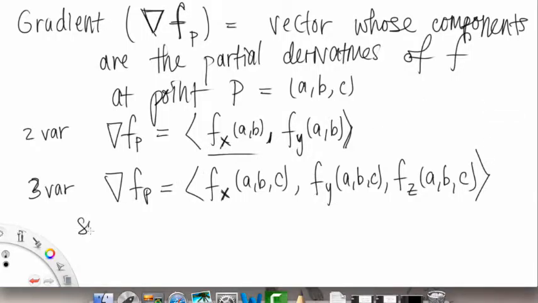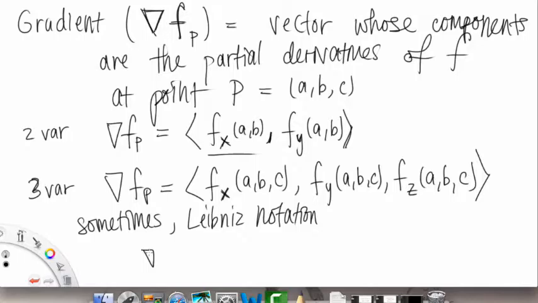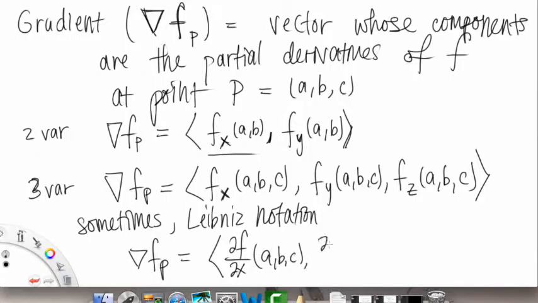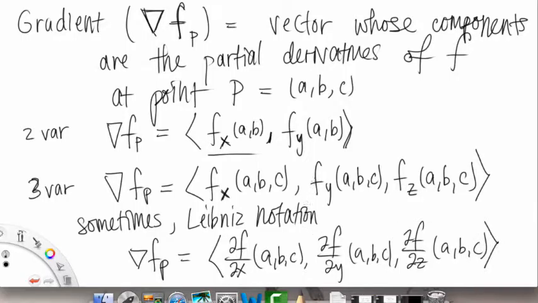And just to note, sometimes it's written in Leibniz notation, which would be the following. So then we would have the gradient, sorry, that was a really bad triangle. The gradient of f at p is equal to the partial derivative with respect to x of (a, b, c), and then the partial with respect to y of (a, b, c), and then the partial with respect to z of (a, b, c). So anytime you see some kind of d or fancy d like that, that would be Leibniz notation. That's what it's called.